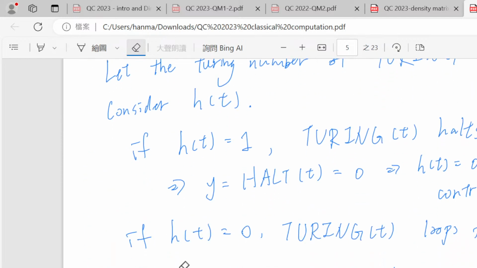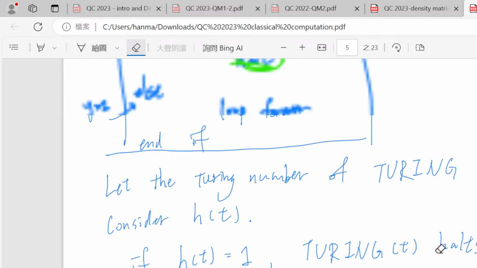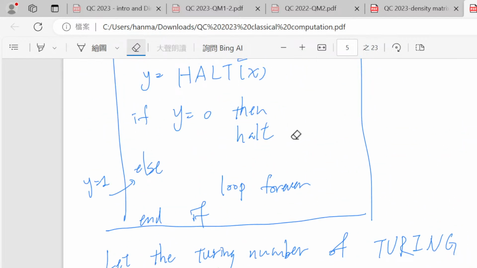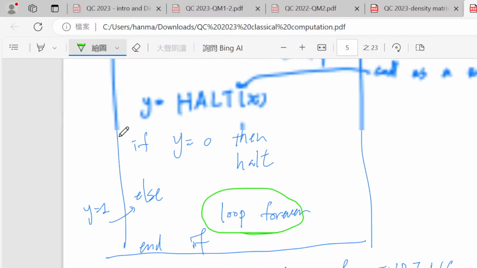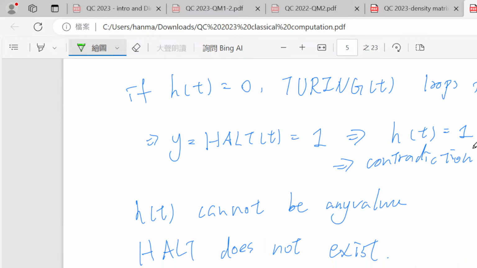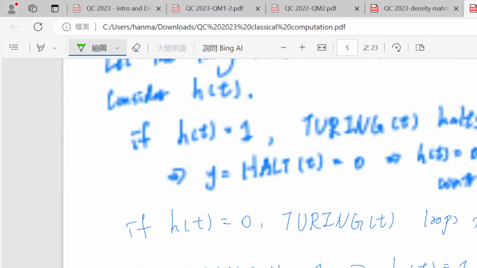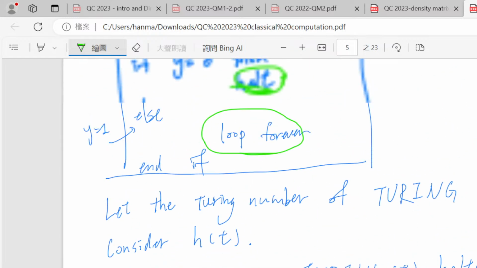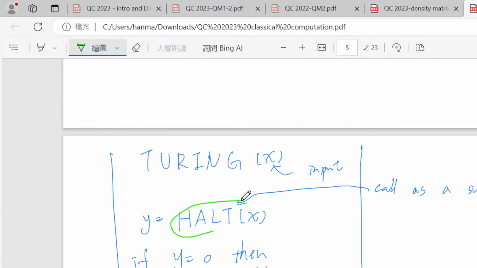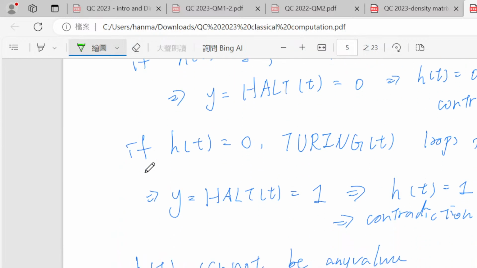And then what if h of t equals 0? That means Turing t loops forever. Then it's the same argument. So then you must come from here, and then you go back, and you see that y equals 1 means h of t equals 1. So that's also a contradiction. So h of t cannot be 0 and it cannot be 1, so we have a contradiction. We come to the conclusion that this hold machine, or this hold algorithm, doesn't really exist. Yeah. So that's the proof, really quick.